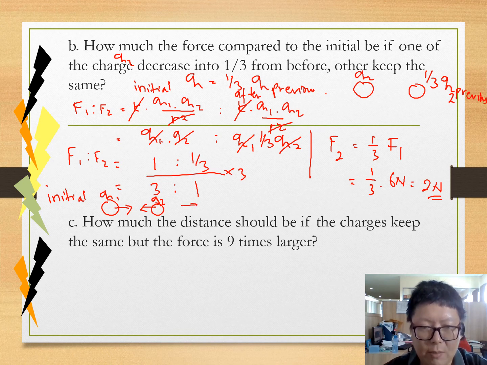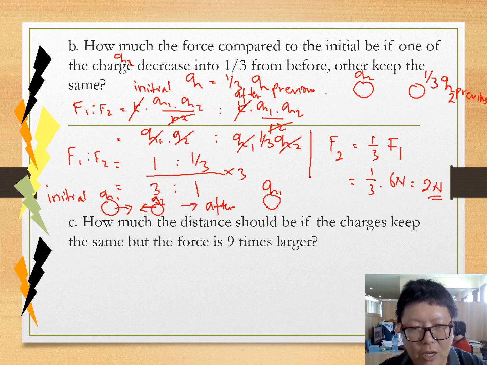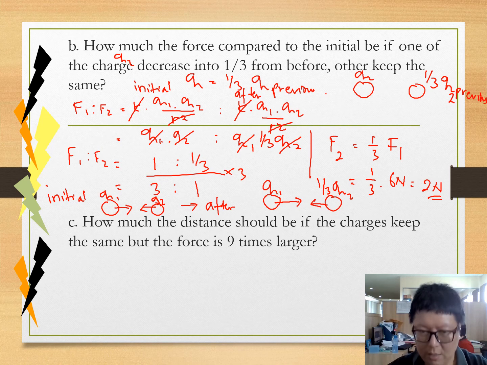Then after, it changes to the after. Still the same distance, Q1 the same, and the others keep the same. So we assume that the one that changes is Q2. This one becomes 1/3 Q2. Then from this one, you have to find F2. This one is F1. Okay, that's for B1.